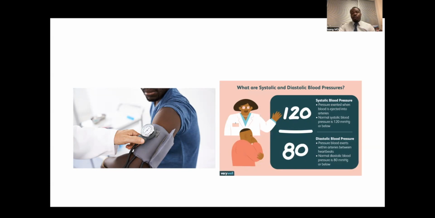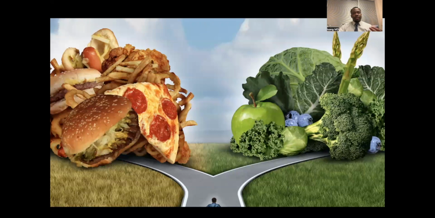Ideally, you want it to be 120/80, 130/80, nothing too far off from that, because the higher that number is, the harder your heart has to work, and over time can lead to things like stroke, heart attack, heart failure, dementia, increased use of medical care, which can be expensive. Secondly, probably the most important thing is your nutrition.